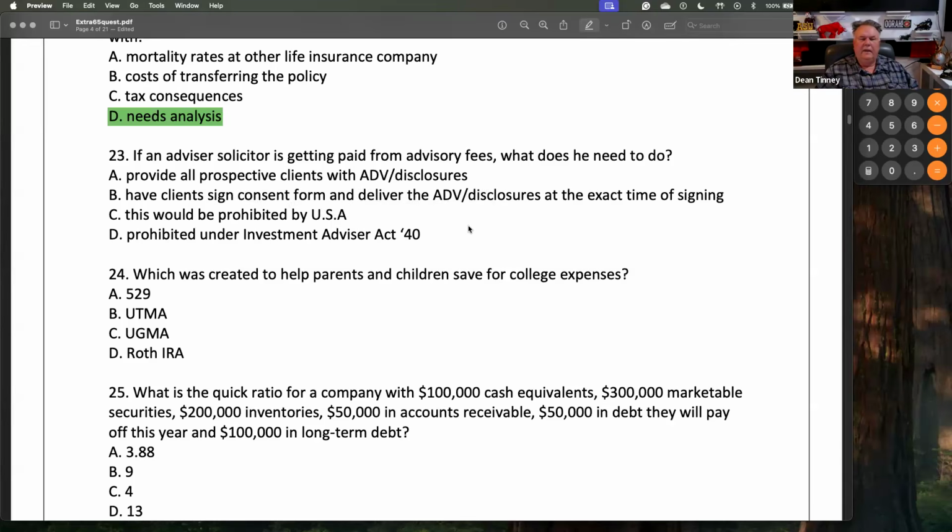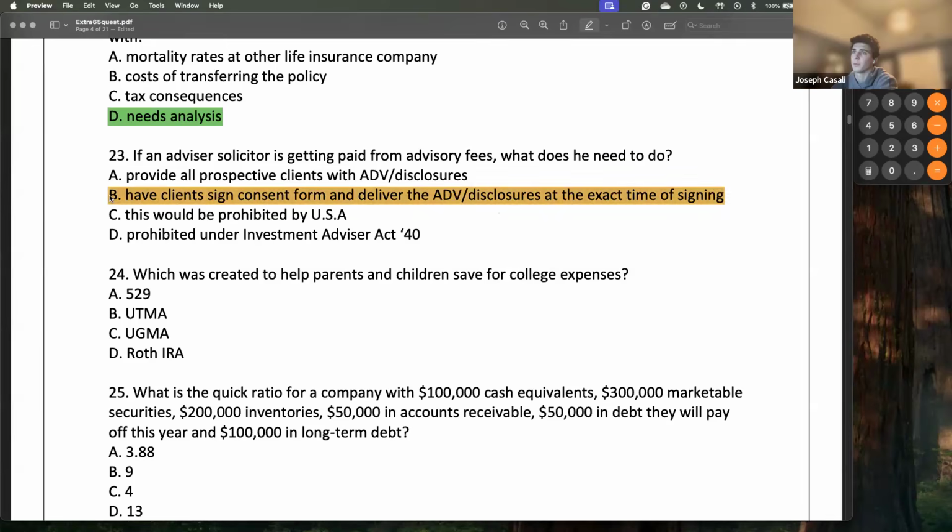A. Provide all prospective clients with the ADV disclosure. That's not a bad answer, but when it's a third party, I have to have you sign a separate document that you understand I don't work for the investment advisory firm. I'm a promoter, solicitor, and so it's unlikely I'm going to tell you not to invest with this particular investment advisor. The answer is B. So yes, it was between A and B.